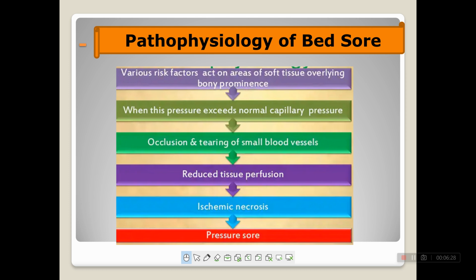It is a condition in which decreased blood flow to the tissues occurs, and after that deadness of the skin occurs, and then the pressure sore occurs in bedridden patients.